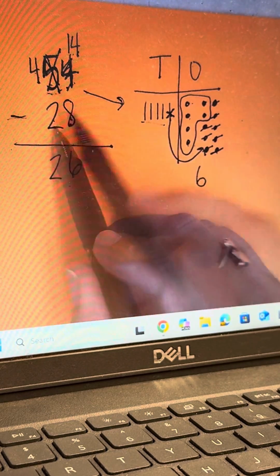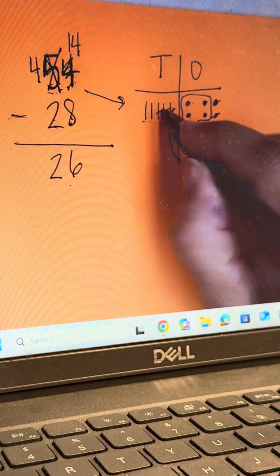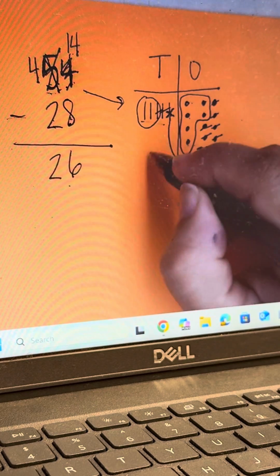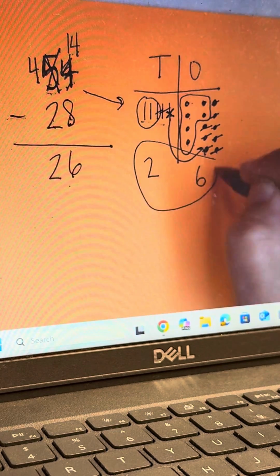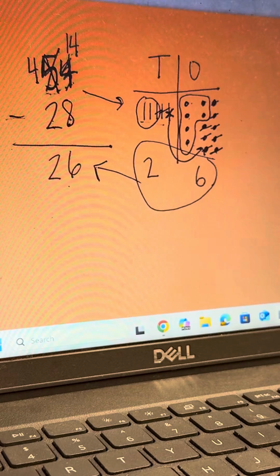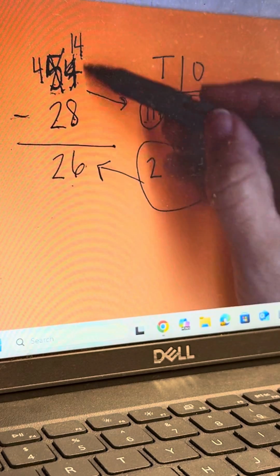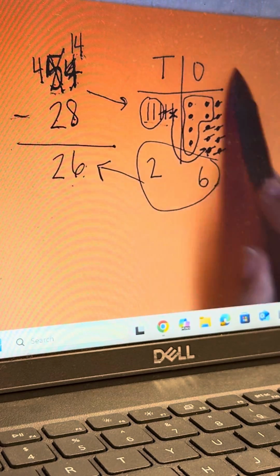I need to subtract 2 more. 1, 2. How many tens do I have left? I have 2 tens left. Oh, look, I got the same number. Okay, so this is the standard algorithm. This is drawing the picture.